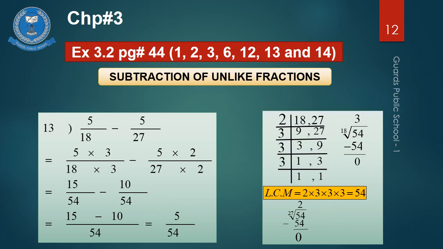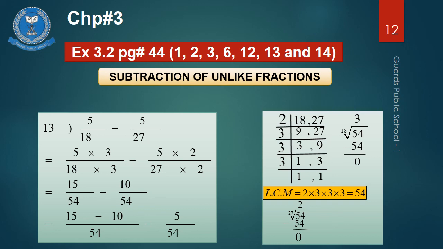Sign of subtraction. Now the next fraction 5 upon 27 is multiplied by 2. Yes, because why 2? Because when we divide 54 by 27 we get the answer 2. Now when we multiply these fractions we see 5 3s are 15, 18 3s are 54. Sign of subtraction. 5 2s are 10 and 27 2s are 54.